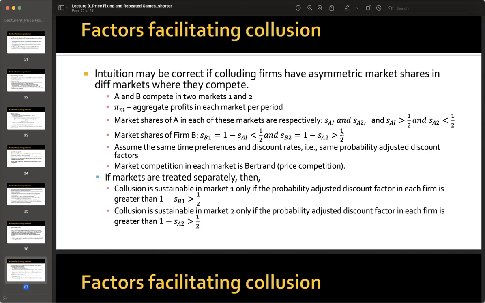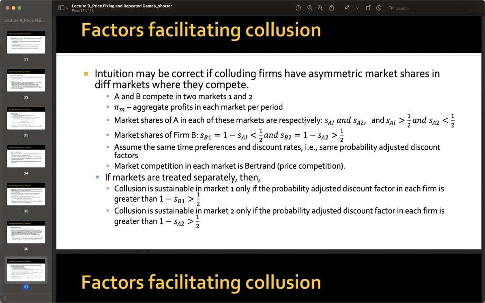Suppose the time preferences and discount rates are the same, so it's the same probability-adjusted discount factor, the same ρ. Market competition in each market is Bertrand, which is price competition. If markets are treated separately, then collusion is sustainable in market 1 only if the probability-adjusted discount factor of each firm is greater than 1/2, okay?